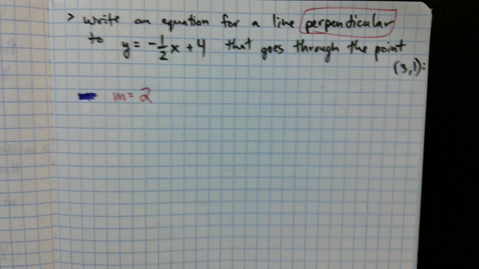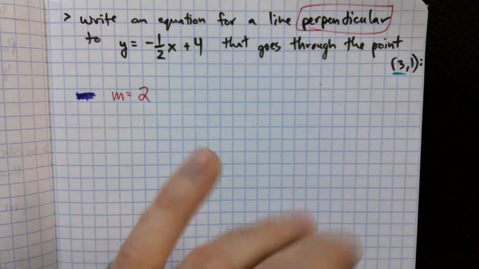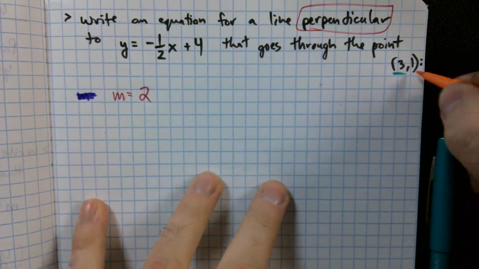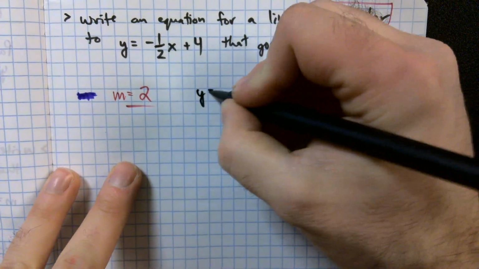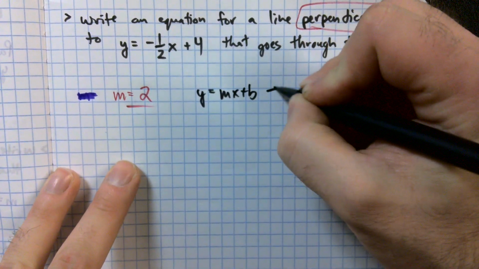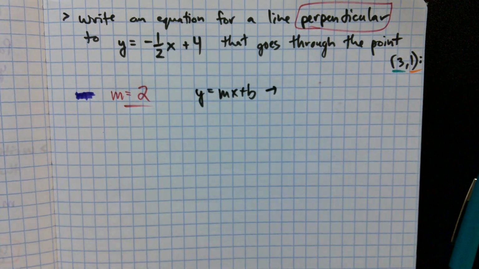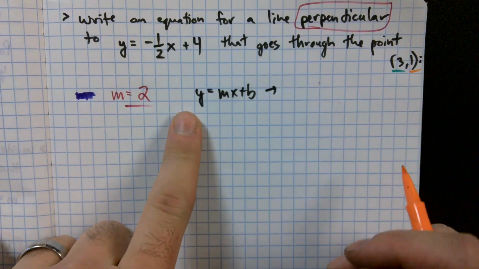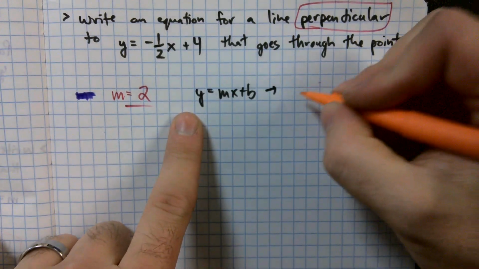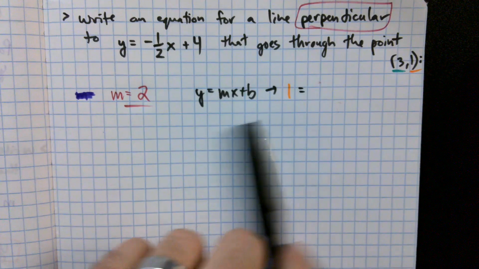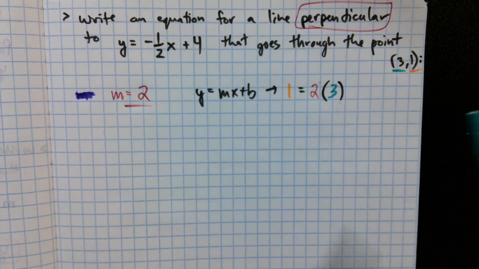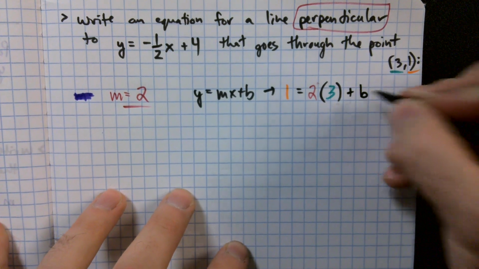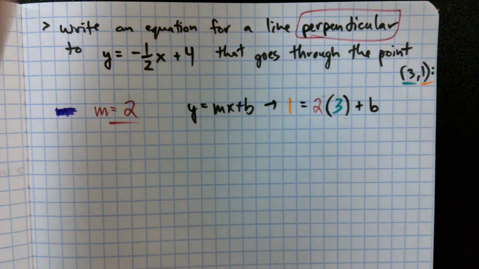So I'm going to take, let's see, what colors did I use? Teal and orange. I'm going to take my x, my y, and my m. I'm going to write out my slope-intercept form and turn that into, what am I going to plug in for y? 1. What am I going to plug in for m? 2. What am I going to plug in for x? 3. And what am I going to plug in for b? B, that's right. Tried to trick you there, but you got it. B is just b.